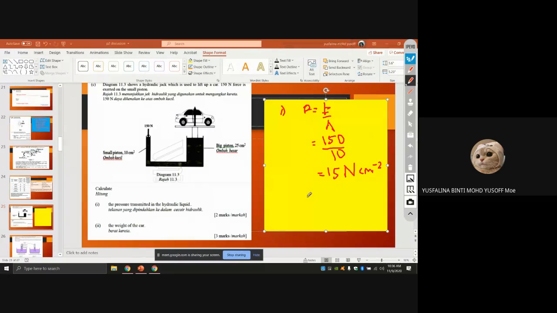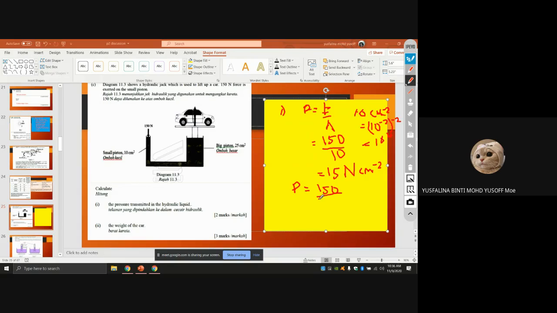But let's say if I want to convert it, I want to use the Pascal unit. So same formula, force is 150. So how do you change 10 cm^-2? I think last week I already taught you. Centi is 10 to the power of negative 2, correct? And then here you can see the power is negative 2.